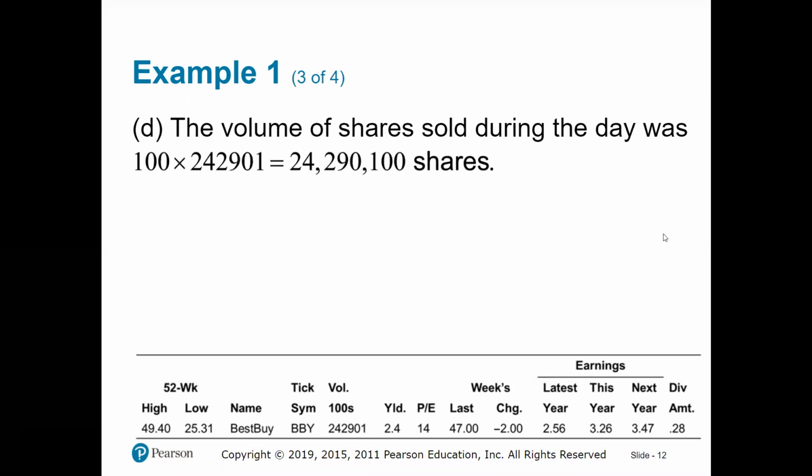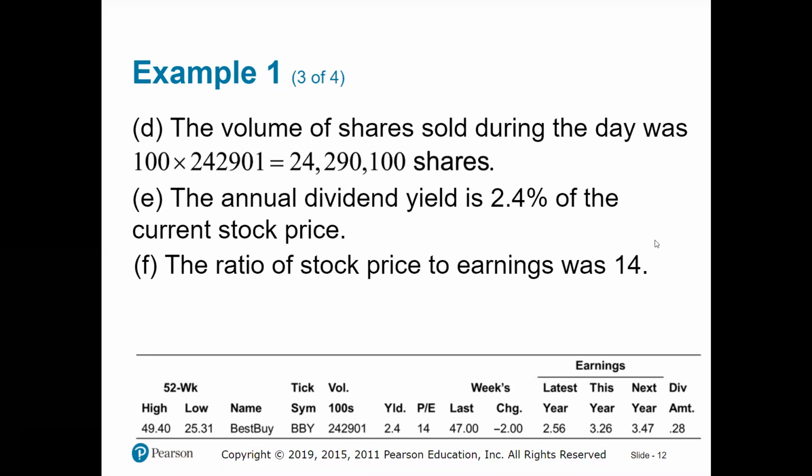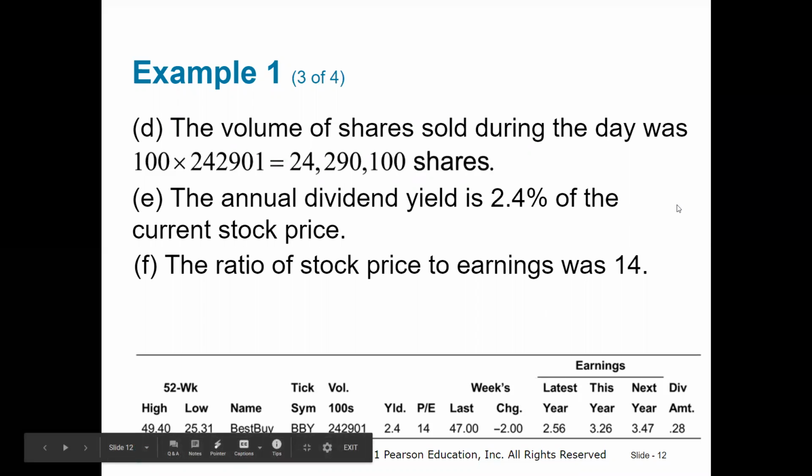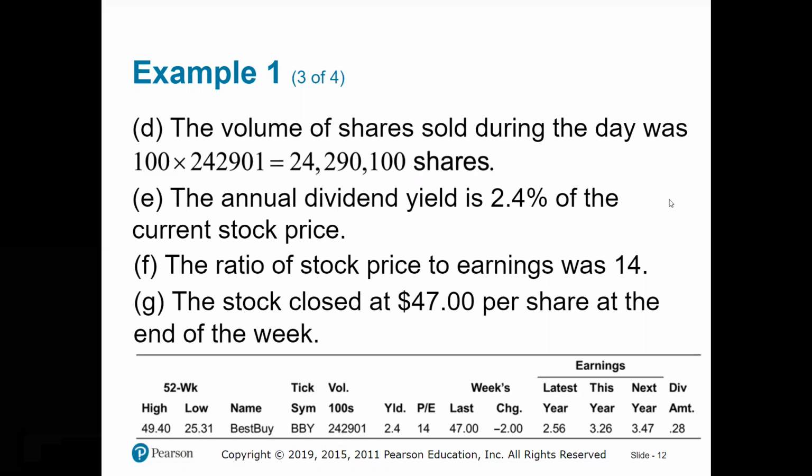The volume of shares sold during the day was 100 times 242,901, which gives you 24,290,100 shares. The current annual dividend was 2.4% on the current stock price. The ratio of stock price to earnings was 14. So that's that PE. And the stock closed at $47 per share at the end of the week.